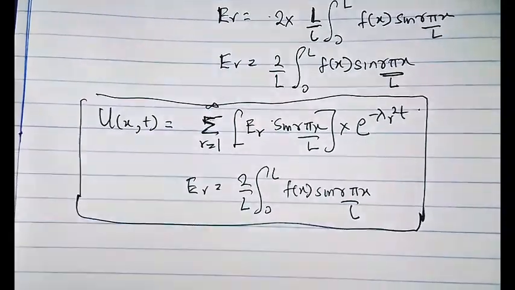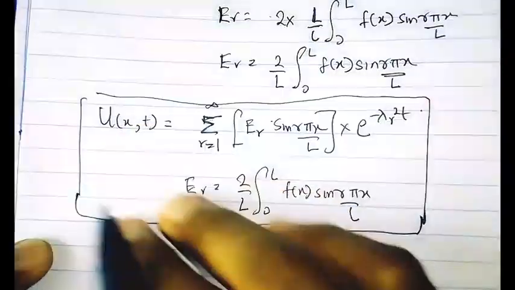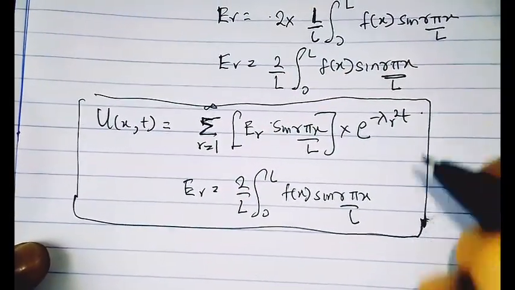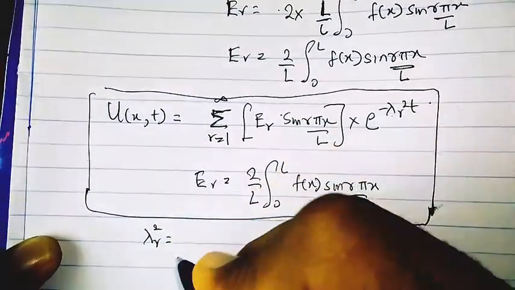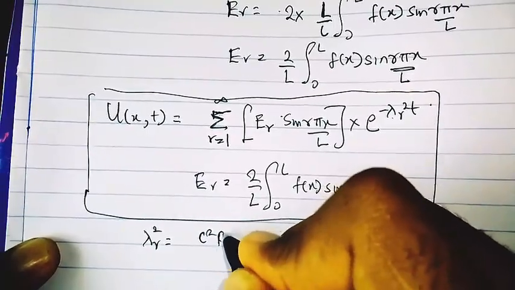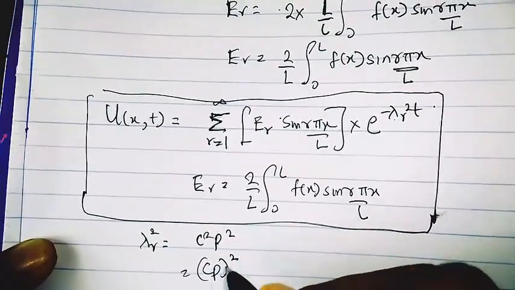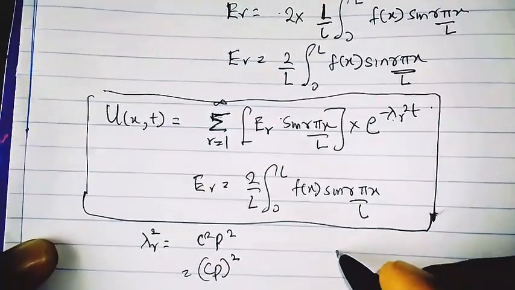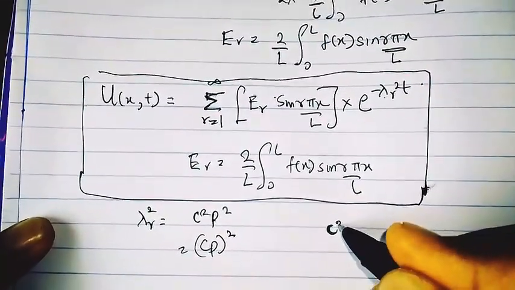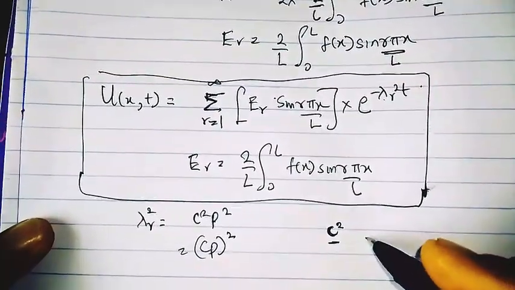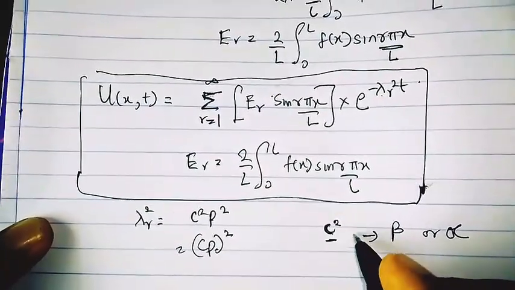If you want to solve other questions on the heat equation, it's very easy. If you can remember this final solution, you can just substitute your lambda. Remember we said lambda_r is equal to c squared p squared, which can be written as (cp) raised to power 2. Remember we used the constant c from our general expression for the heat equation, c raised to power 2. So if you are given, let's say, beta or gamma, you can just substitute it in the place of c.